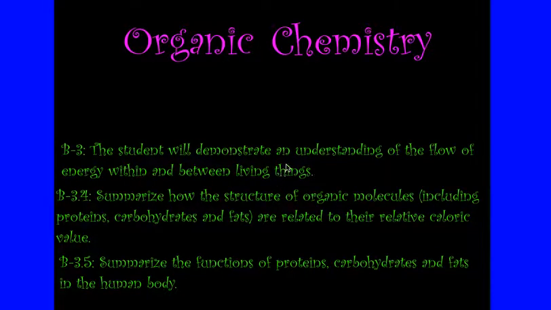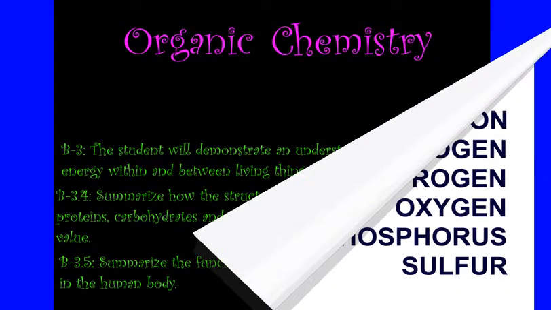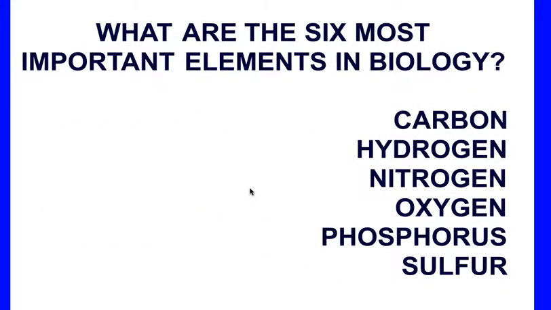Miss King here, and in this screencast we're going to be looking at organic chemistry. To start, there are going to be six elements that are going to be a very big part of our lessons. The first one being carbon, the most important of those six elements. And then hydrogen, nitrogen, oxygen, phosphorus, and sulfur will play a big role in the organic compounds that we're going to look at.